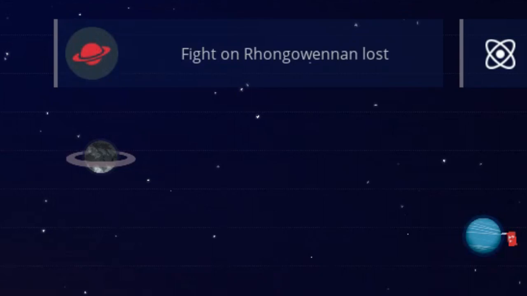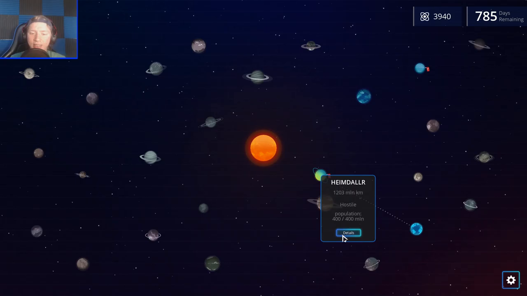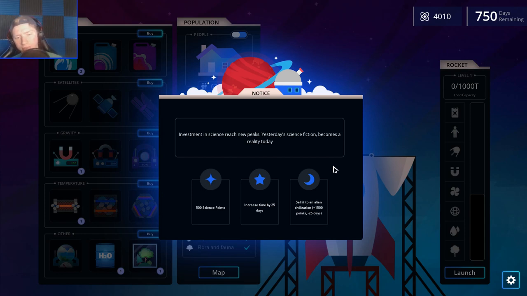Nope, fighting was lost. Okay, I'm running out of ideas pretty quickly because we're down a lot of population. We haven't saved a single person. Investment in science research, new peaks. Yesterday's science fiction becomes a reality today.